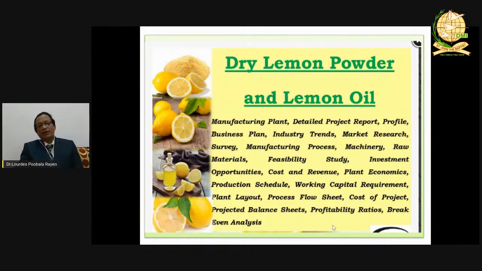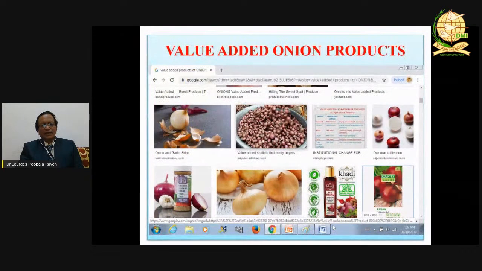Suppose you can produce a lemon, you can do this. Come to the next example, that is value-added onion products.